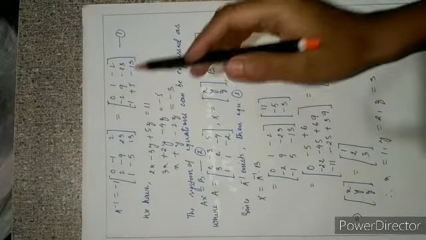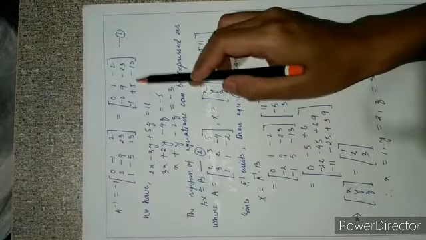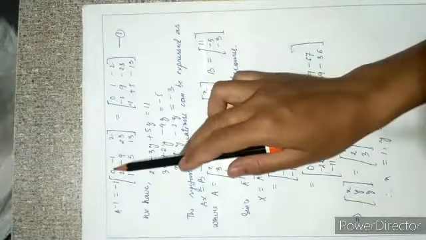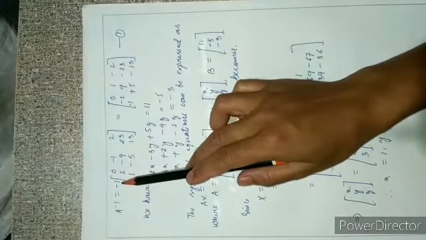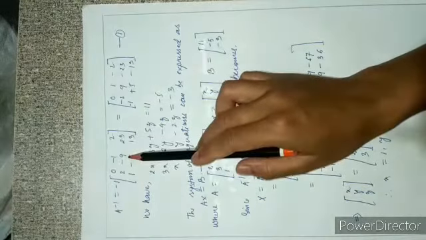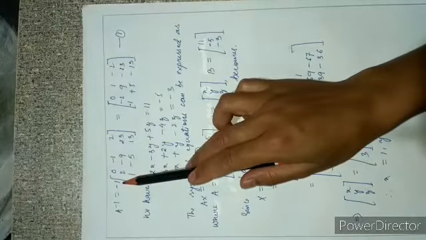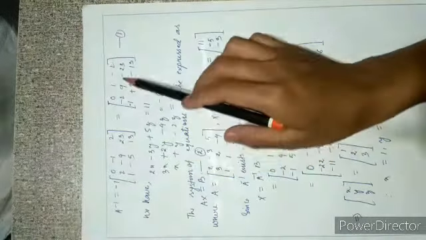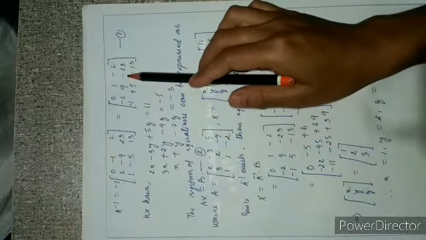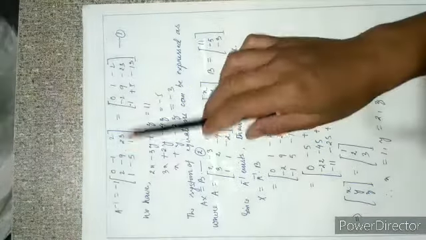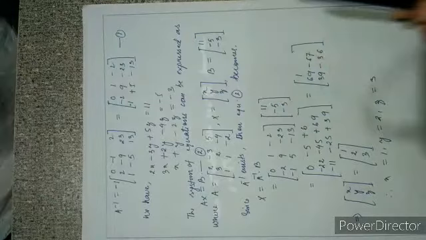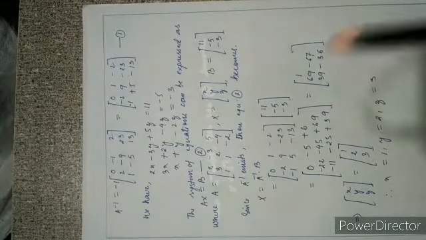By substituting its cofactors we have this matrix, and this matrix should be multiplied by -1. All the elements of this matrix should be multiplied by -1. This changes the sign of its elements: plus becomes minus and minus becomes plus. Then the second part.